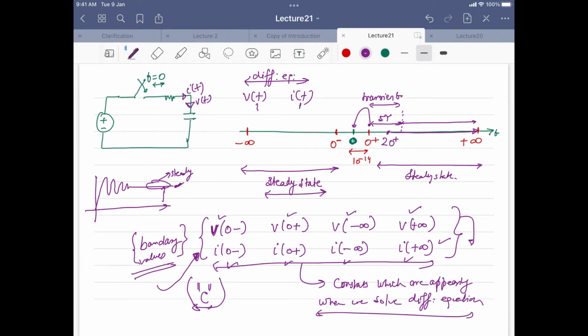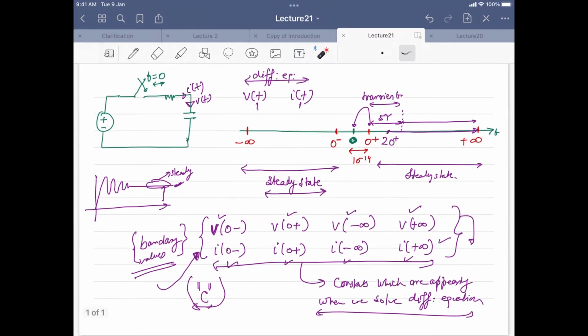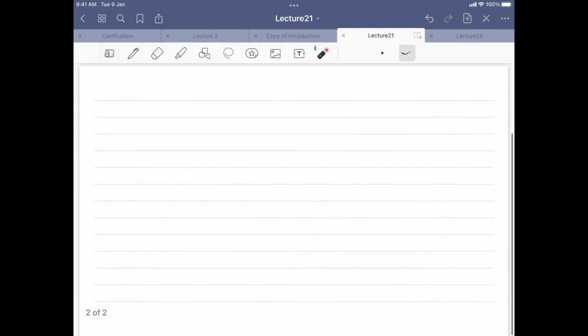If I write v0 plus, or v0 minus, or v minus infinity, or v plus infinity, I hope there should be no doubt in what I am trying to ask you. Like if I am asking you v0 minus, what you have to do, and if I am asking you v0 plus, what you have to do. Any questions here? Okay, so if there are no questions, let us discuss the capacitor.